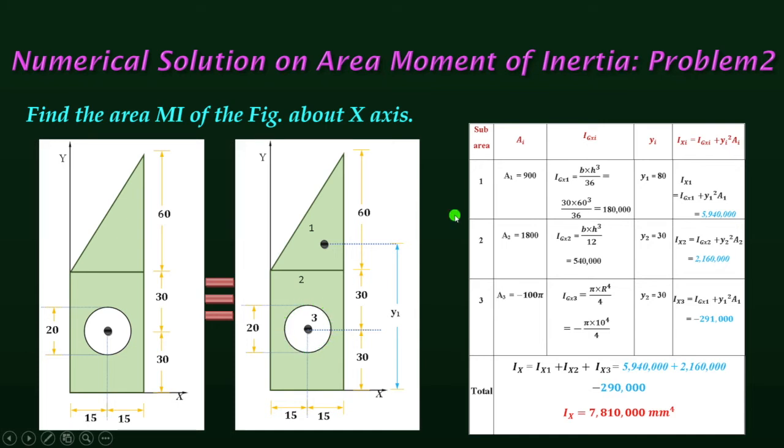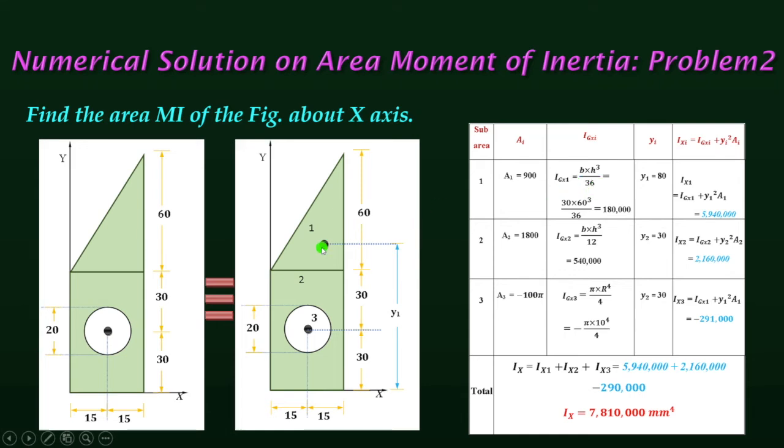Then from the given data, get A1, A2, A3. Why negative? Because this area is not there. You have to subtract this area. So negative area. It is the rectangle, triangle. So find out IGX.